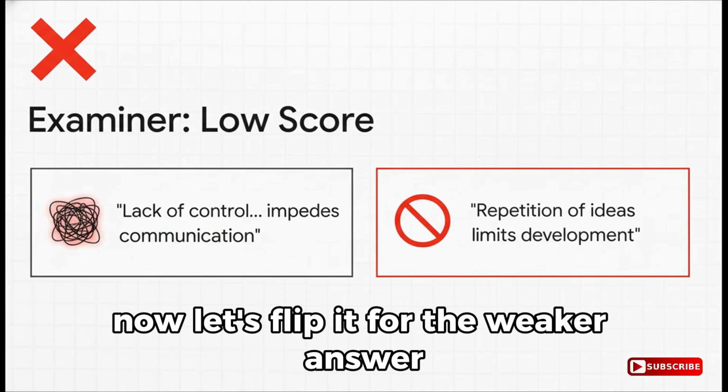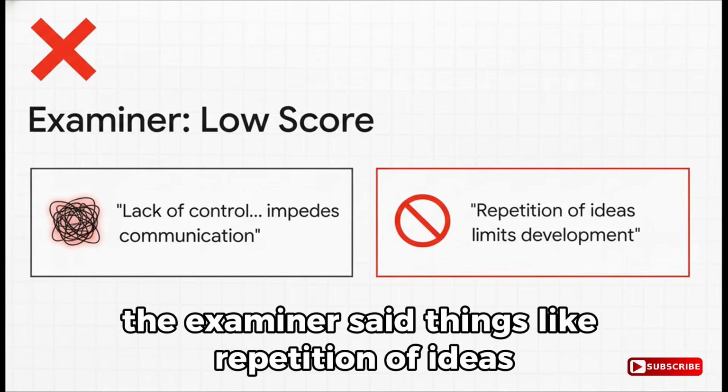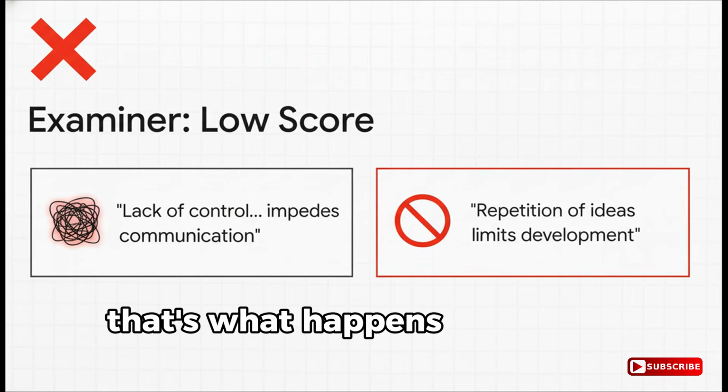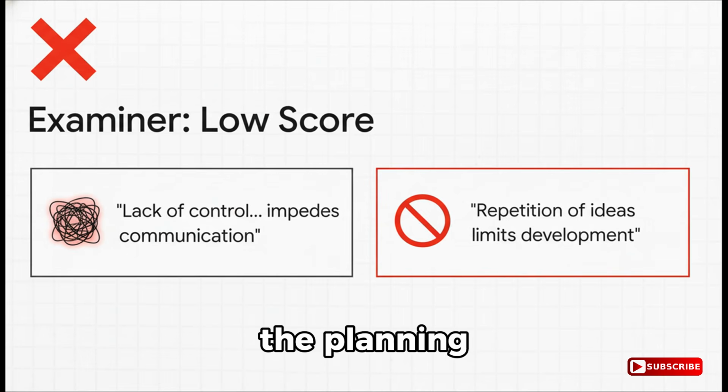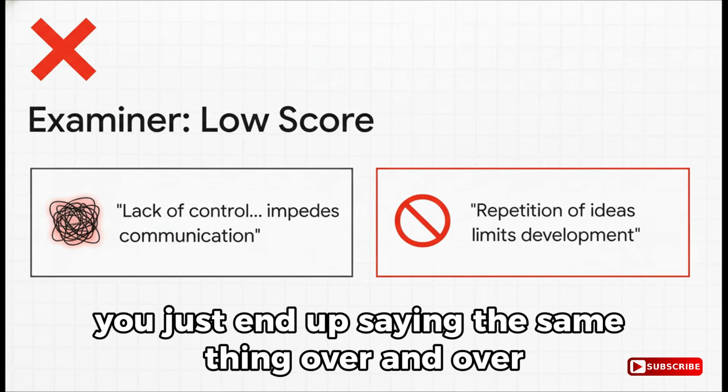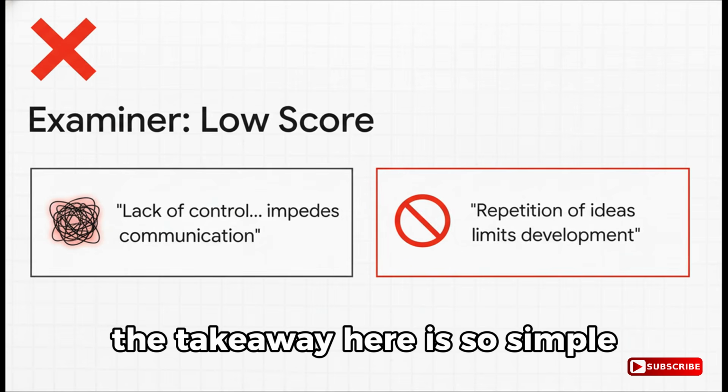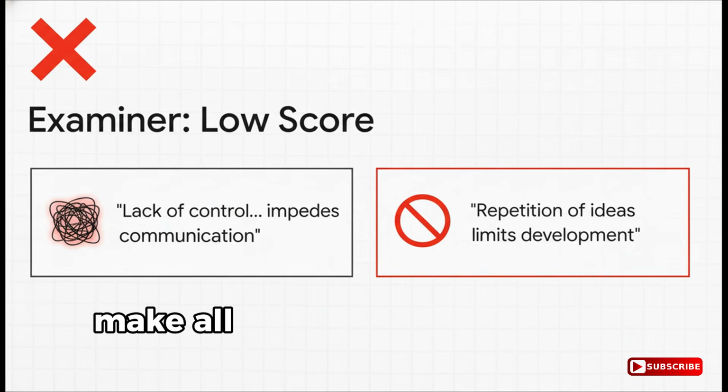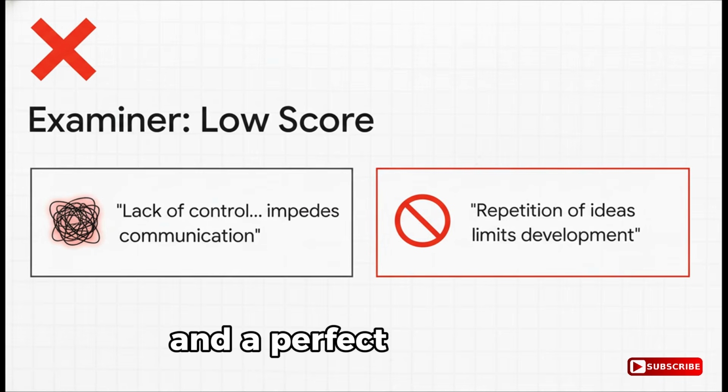For the weaker answer, the examiner said things like repetition of ideas, limits development. That's what happens when you skip step 2, the planning. You just end up saying the same thing over and over. The takeaway here is so simple. A good plan and the right tone make all the difference between a low score and a perfect one.